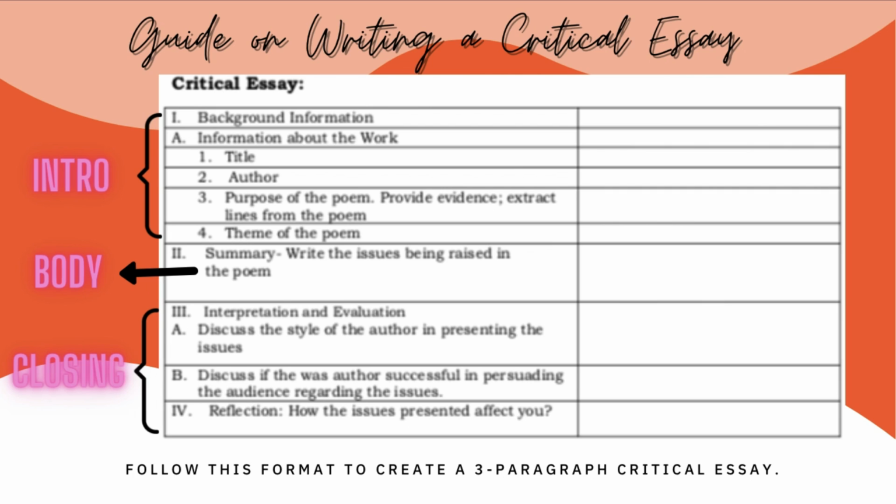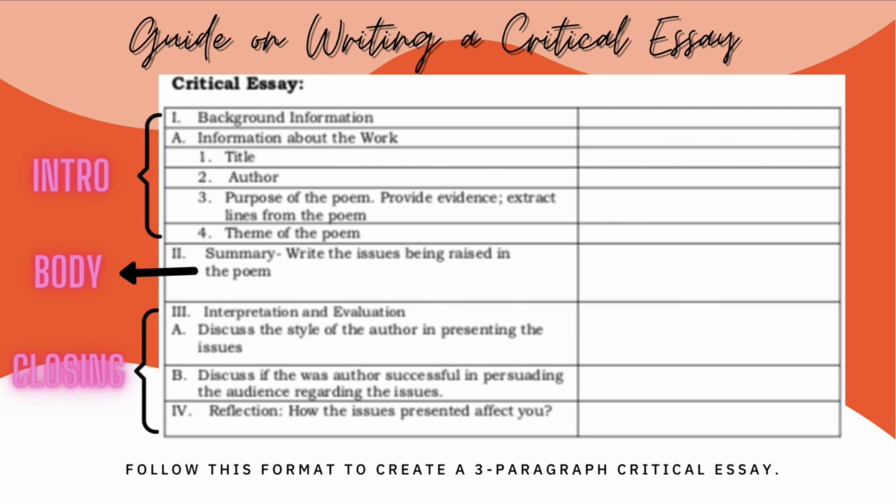Let's take a look at this table. For the introduction, you will be giving background information about the work. First, of course, the title, the author, purpose of the poem, provide evidence, extract lines from the poem, and also the theme of the poem. All about the background information about the text. For the body, you will be constructing a summary in your own words. You will be writing here also the issues being raised in the poem. And lastly, for the closing or the third paragraph, the Roman numeral number 3, interpretation and evaluation.